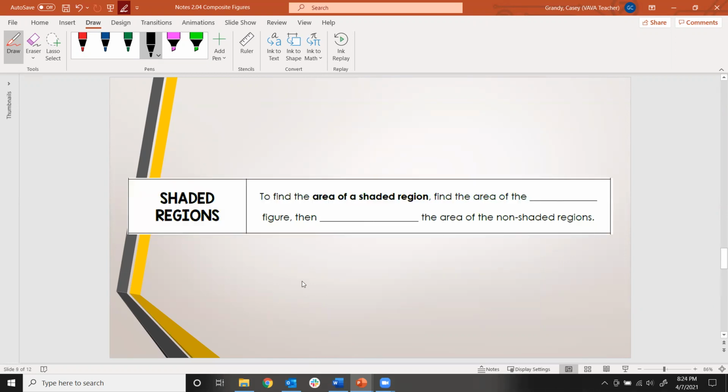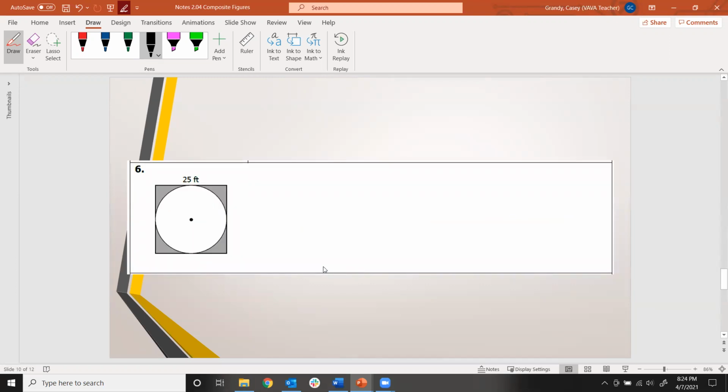To find the area of a shaded region, first you might want to find the area of the entire figure, and then subtract out any non-shaded part. And so if you see a shaded region that's really weird, you don't have that formula on your formula sheet, try finding the area of a shape that you do know and subtract out what you don't need. So for example, in this example, I don't have a formula for this weird corner on my formula sheet, but I do have the area for a square and a circle.